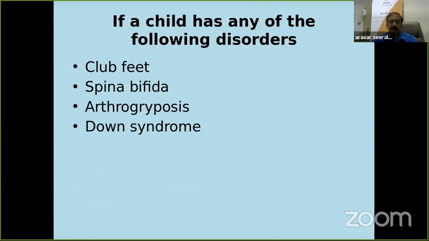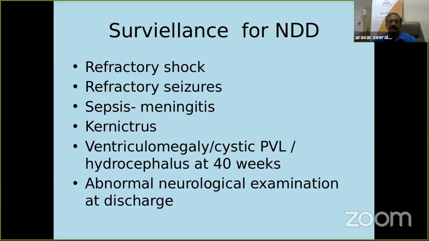And some of the other clues are if a baby is born with club feet or spina bifida or arthrogryposis or Down syndrome. These are also babies that need to be followed up closely for developmental delay, or these are all indicators that that baby may have some developmental delay or developmental disability.